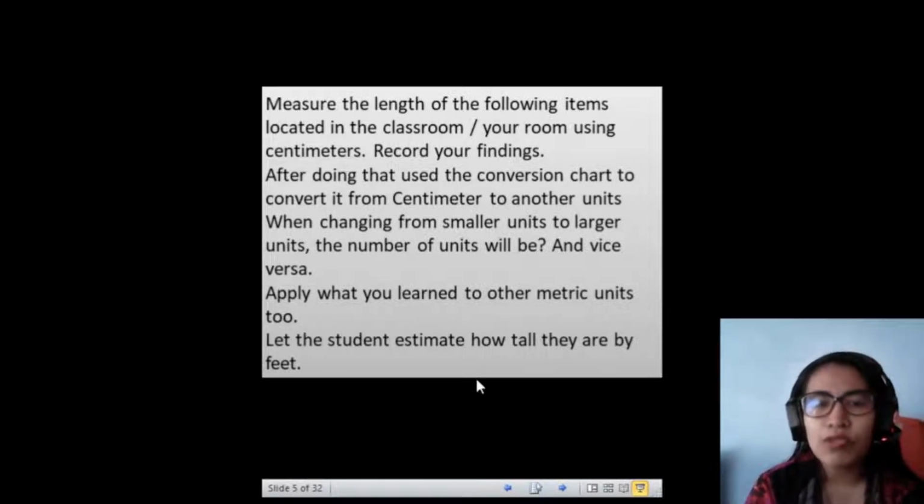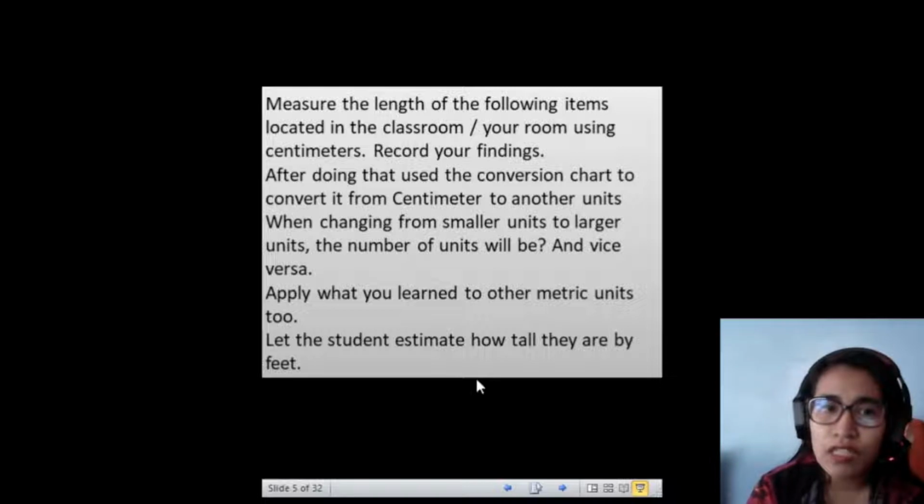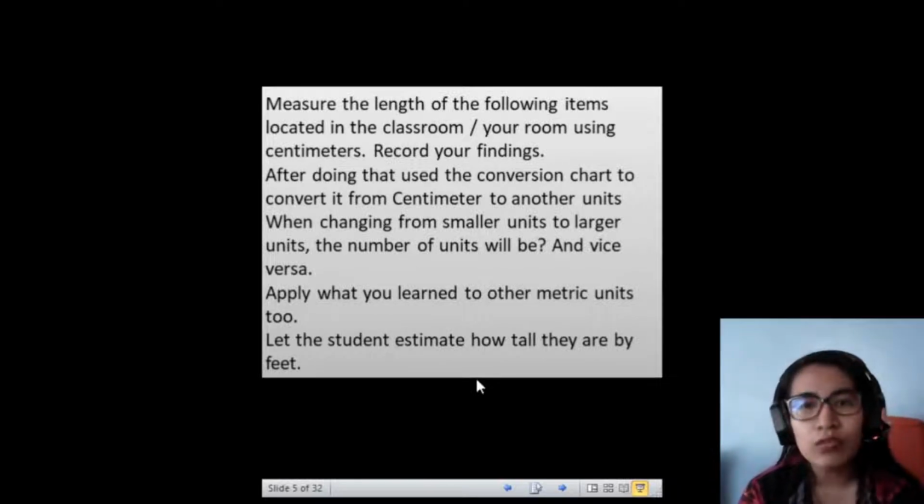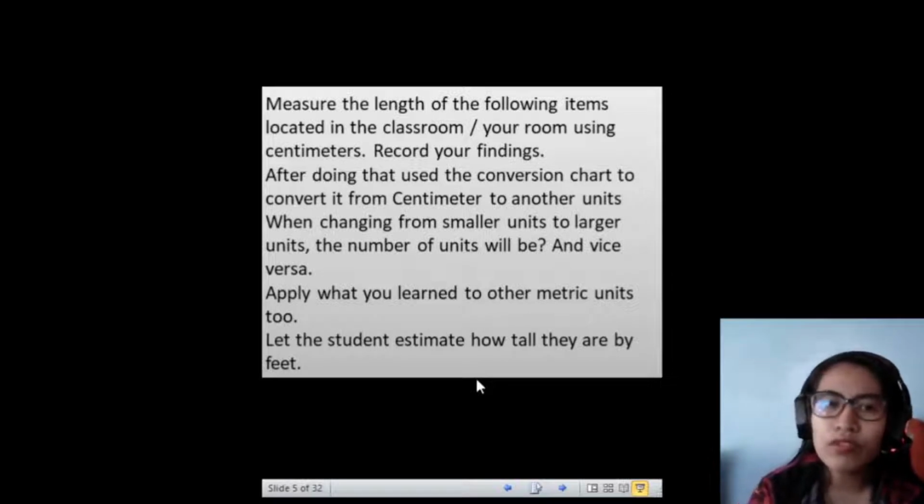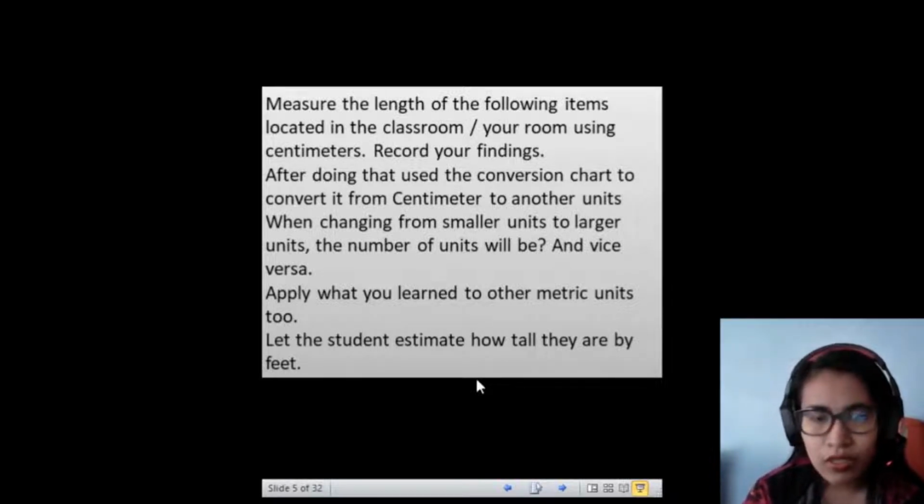When changing from smaller units to larger units, the number of units will be smaller, and vice versa. Apply what you learned to other metric units too. You can also estimate how tall you are in feet.